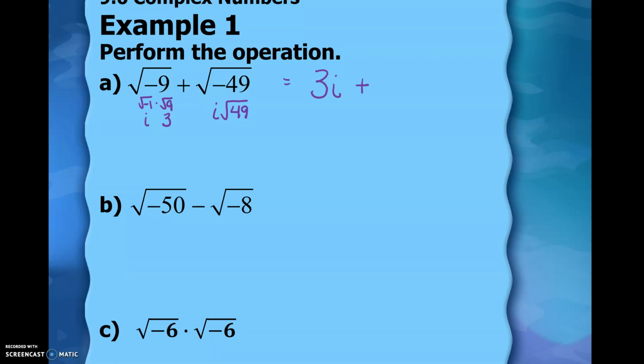What is the square root of 49? 7. So this is 7I. And now you can combine like terms. 3I plus 7I, 10I.